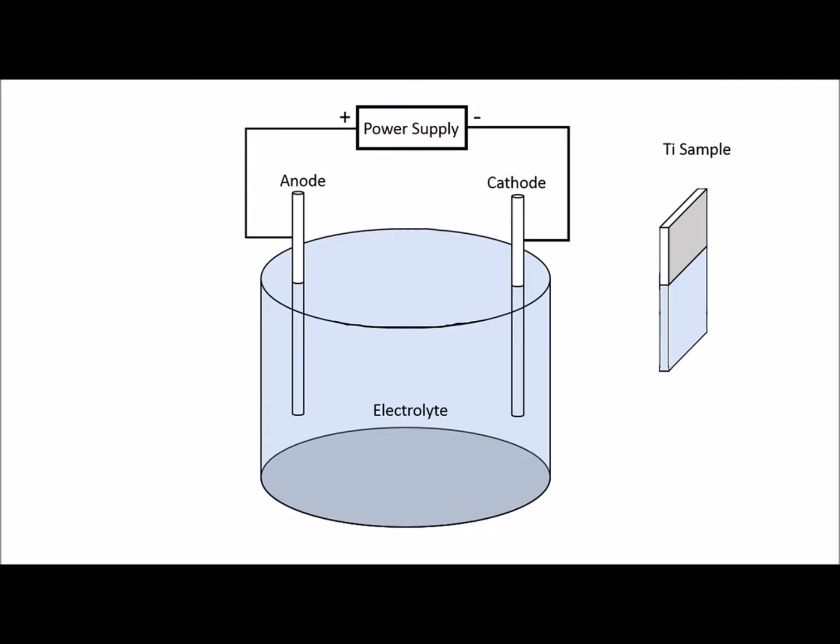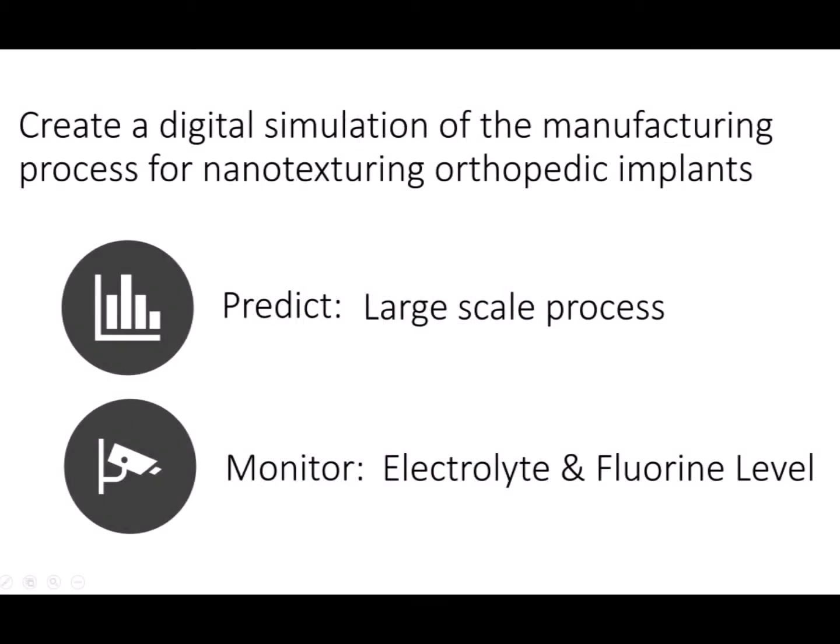A brief explanation of the nanotexturing process is the implant is dipped into an electrolyte solution and subject to an electrical current for a specific time. Based on the implant surface area, the current etches away the metal surface, creating nanotubes. Currently, the process is only being done on a small scale. However, after years of development, it is ready to be taken to a larger scale.